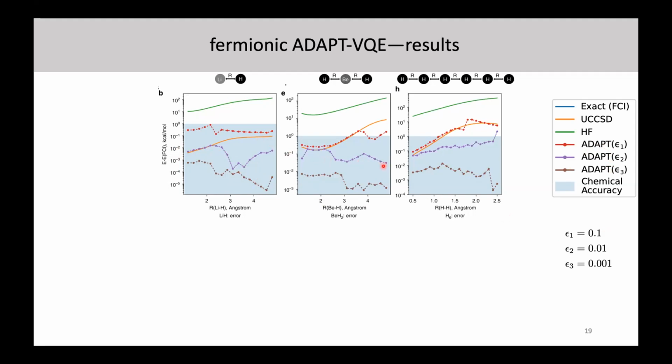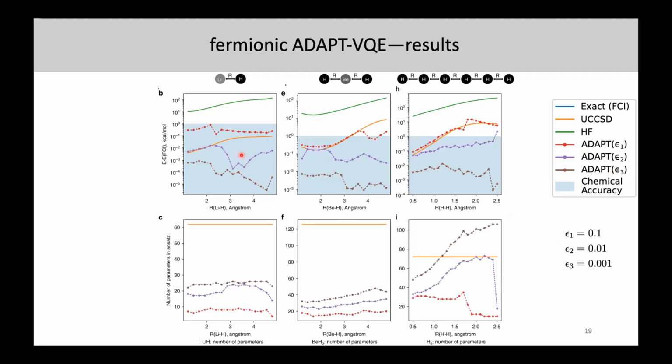And this is true for each of the molecules that we've studied. Sure. And in addition to that, we can ask how many parameters do we need to attain that improvement. And in each case, we see that we can use fewer parameters and get better accuracy. So for example, in the case of lithium hydride here, all 3 versions of ADAPT have far fewer parameters compared to UCCSD, which is just a fixed ansatz.